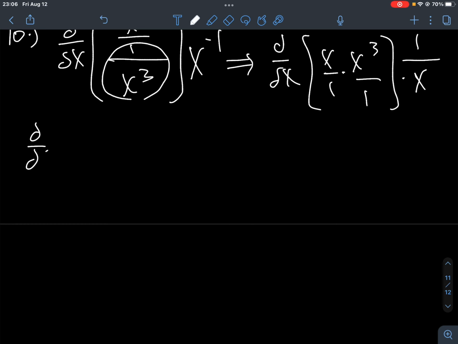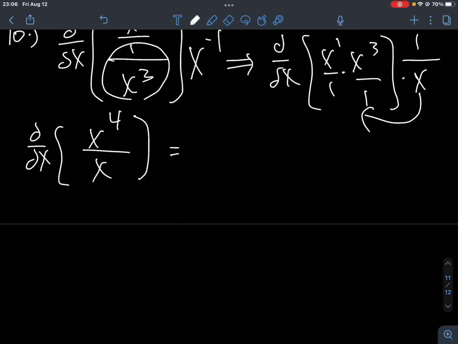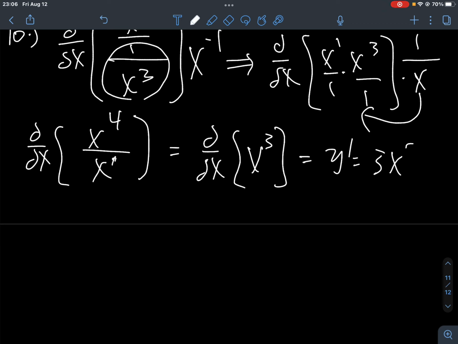So d dx of x to the first power, x to the third, which is x to the 1 plus 3, which is x to the 4th, over, now we just multiply this x to the bottom. Now we got d dx. That's to the first power. So 4 minus 1 is x to the third power. So y prime equals 3x squared.